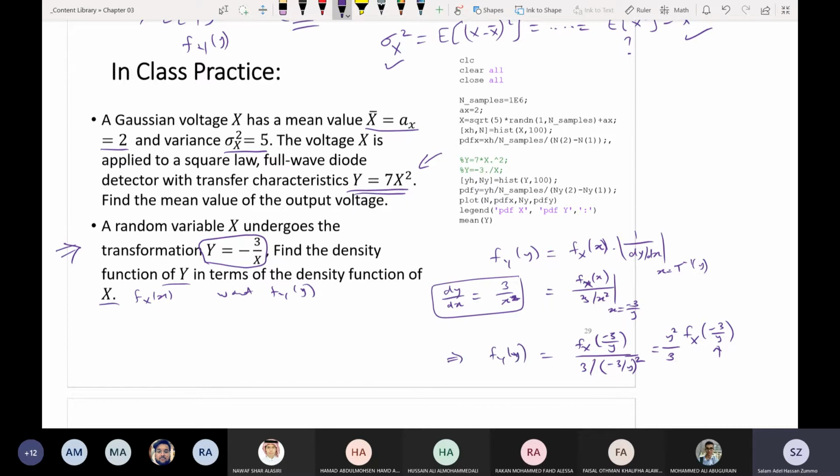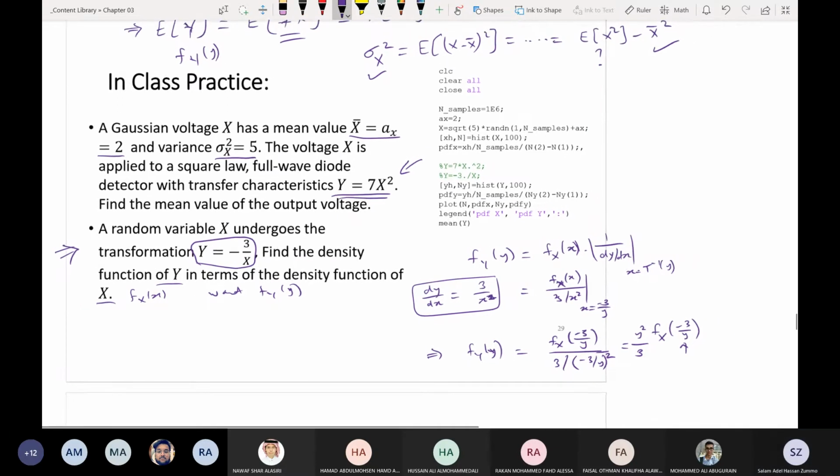Is it clear? Any question? So it's very systematic, as you can see. If you are good at calculus, it's very systematic.